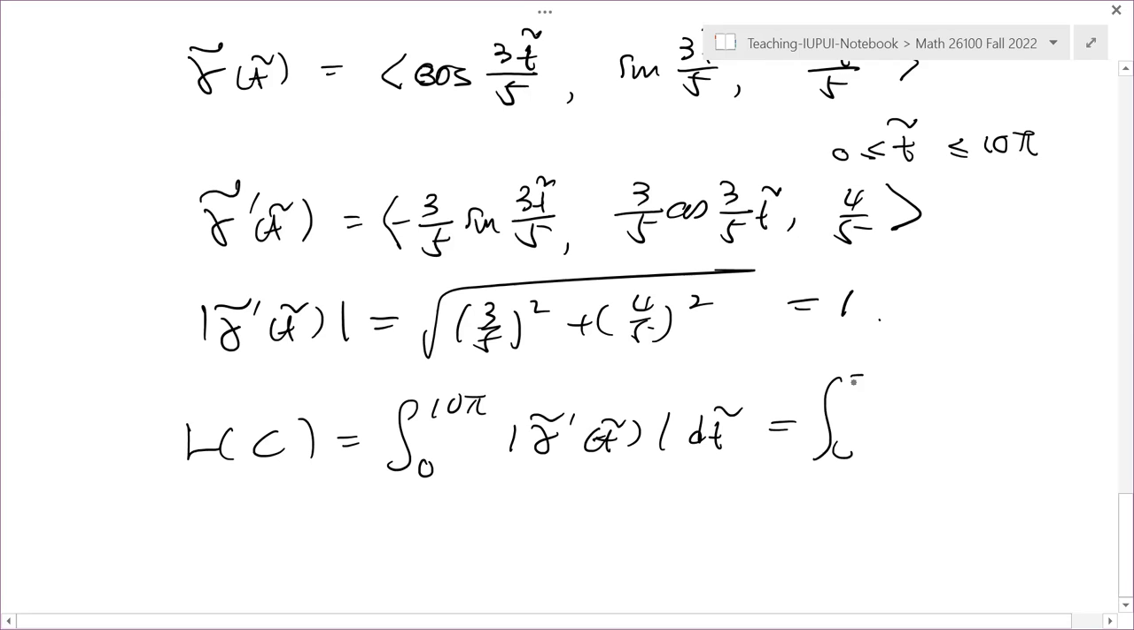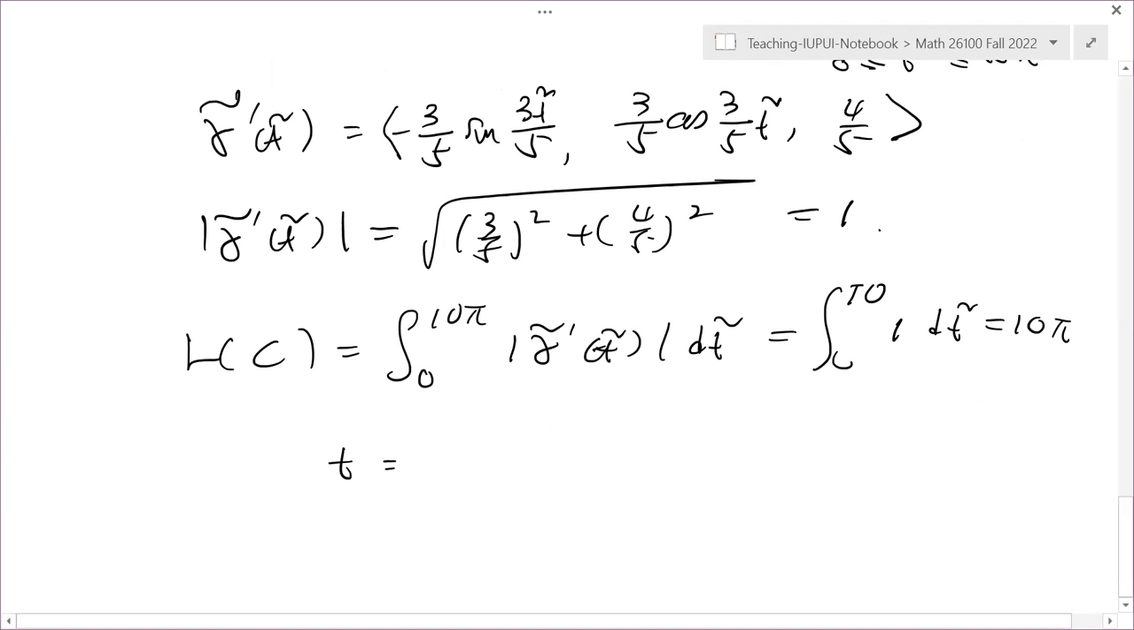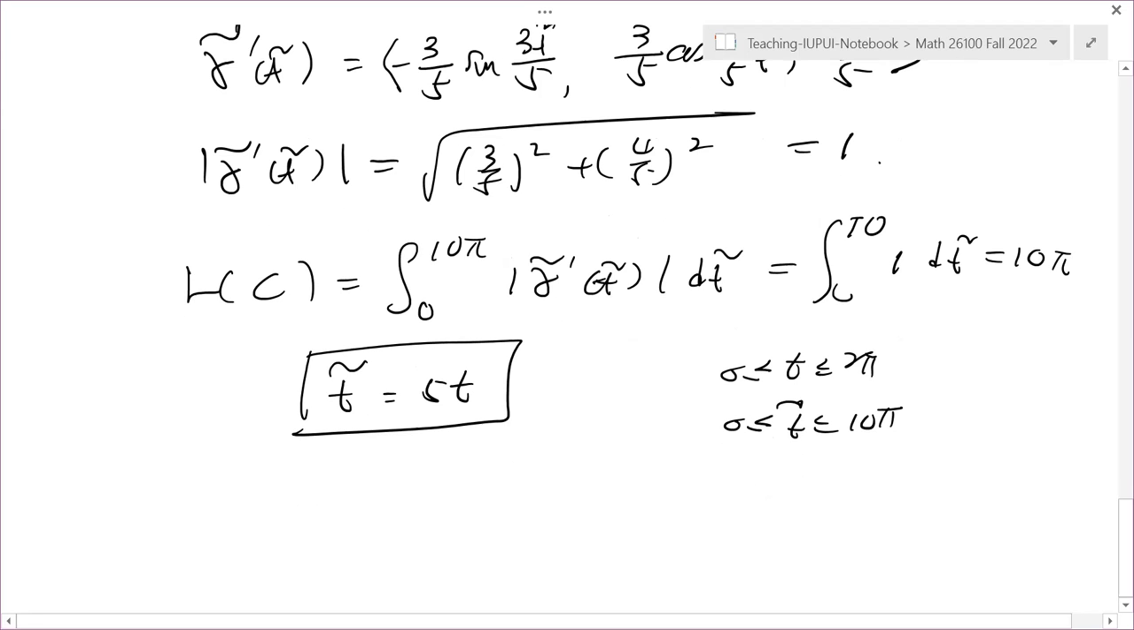All right, since this is just 1, you still get 10 pi. Now the relationship between these two parameterizations is that t tilde equals 5t. So when t is between 0 and 2 pi, t tilde is between 0 and 10 pi. You just replace t by t tilde over 5, and you get a new parameterization.